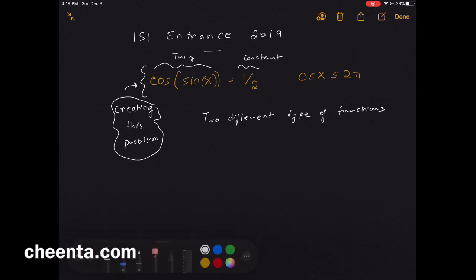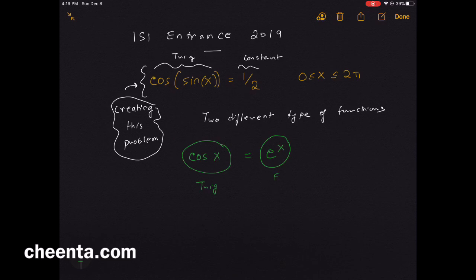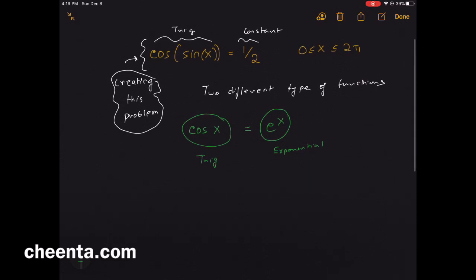So let's create a dummy problem like this. Suppose you want to use two different types of functions. Let's say cosine of x equals e to the power x. One is a trig function and the other is an exponential function. And you only know so many types of functions. There are not many types of functions that usually come up in pre-college level. So there are only a few ways of really creating this type of problems.